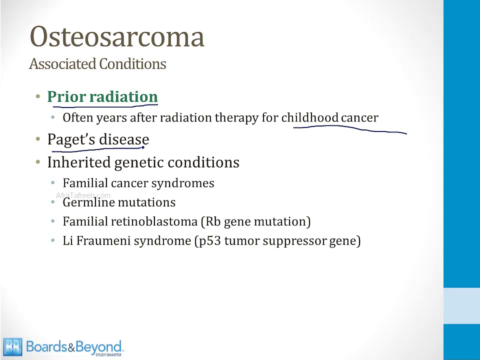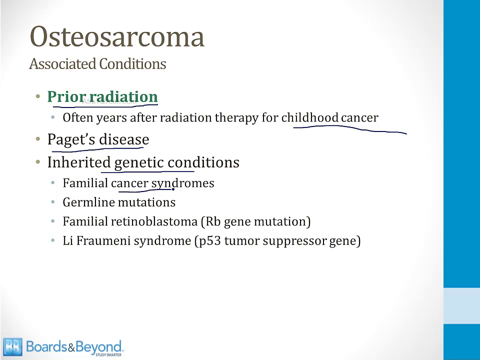Paget's disease usually occurs in older adults, but it can lead to osteosarcoma, and this is one of the reasons for that bimodal age distribution with some older patients developing osteosarcoma. And then finally, there are a couple of rare inherited genetic conditions that can lead to osteosarcoma.